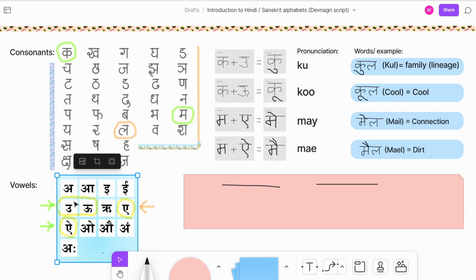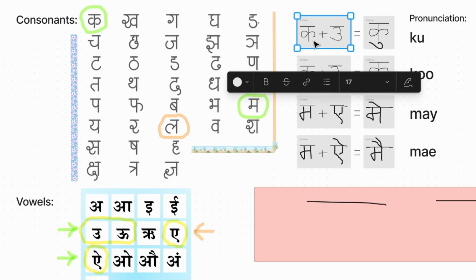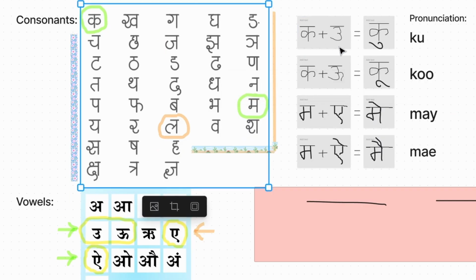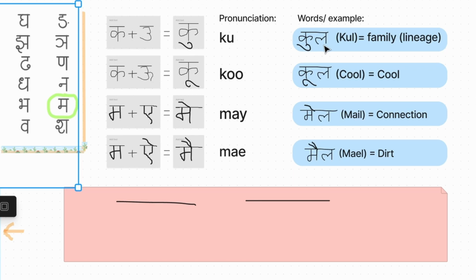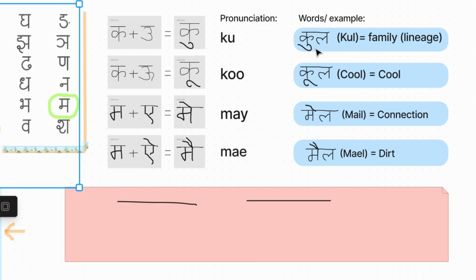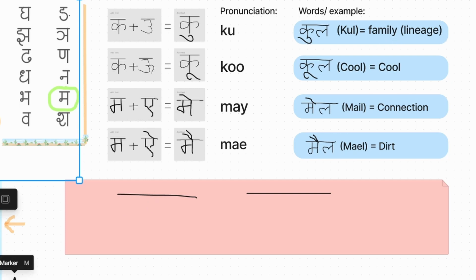Let me show you how to form the words. The first one, Ka plus U equals Ku. An example of a word formed with this is Kul. Kul means family. Let me show you how to write this.